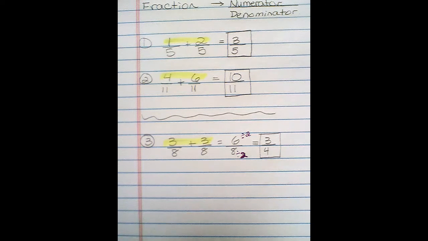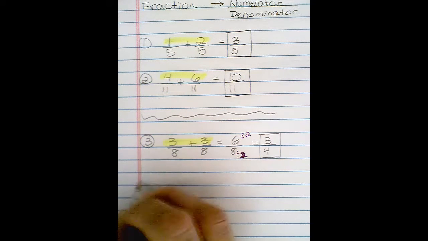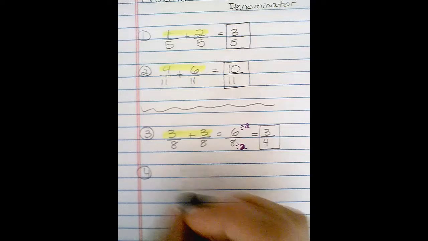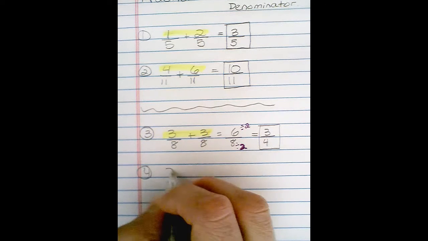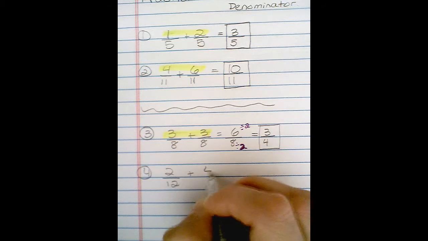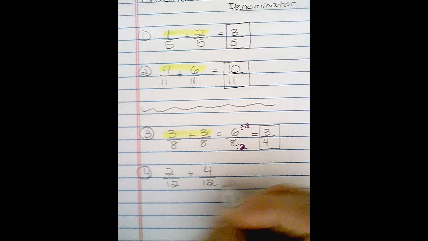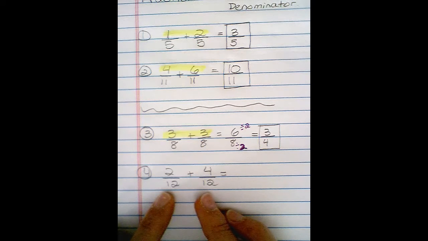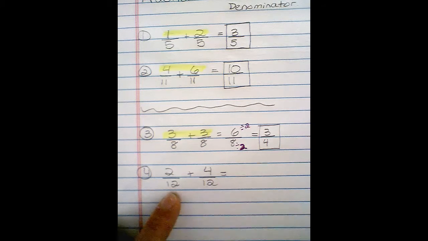Our final problem is number 4, which will be 2/12 plus 4/12. Okay, once again, I ask the question, do I have common denominators? Yes, I do. My common denominator is 12.